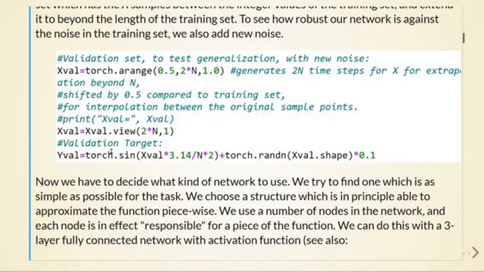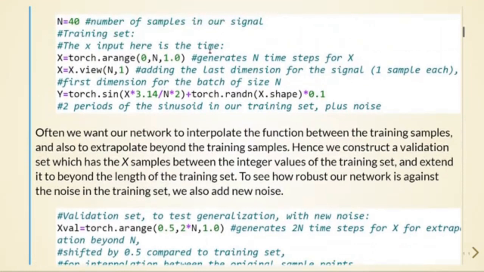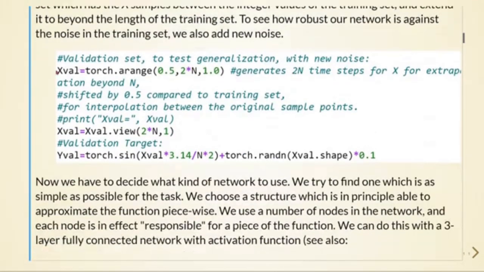Again, we are using torch.sin and adding some noise, but now we see that we are having twice as long a signal as our training input here. So this will be x and this will be x validation, and y validation.